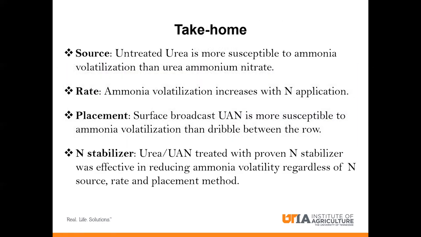So what is the take-home message? When you're using urea-based fertilizer, it's very important to pay attention to the source. When it's untreated, we know that urea is more susceptible to ammonia volatilization than ammonium nitrate as well as urea ammonium nitrate. We also know that ammonia volatilization increases with increasing nitrogen application. Surface broadcast UAN is much more susceptible compared to dribble in between the rows. A point worthy of noting is that urea or UAN treated with a proven stabilizer is effective in reducing ammonia volatilization, regardless of rate, source, and placement method.